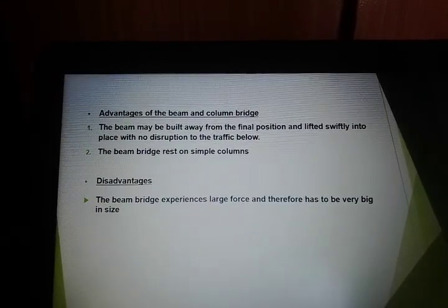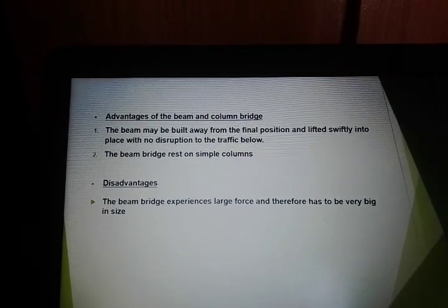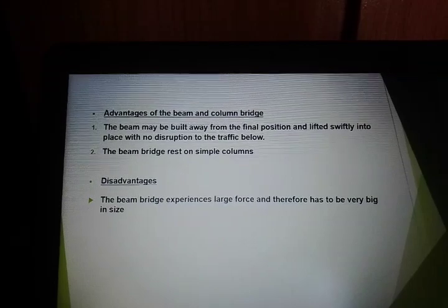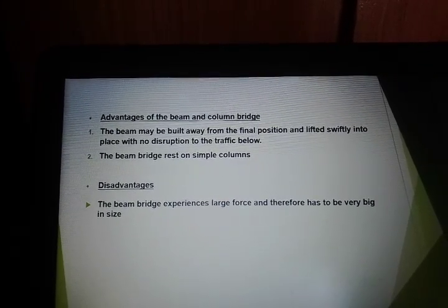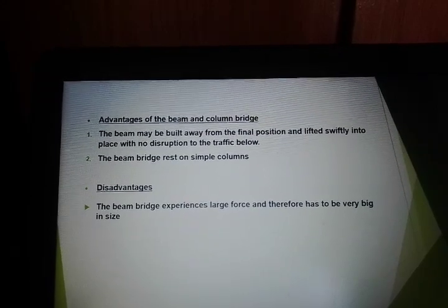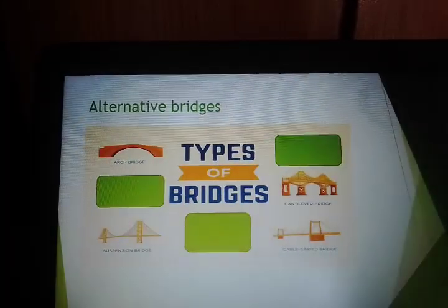Okay, let's look at the advantages and disadvantages of this bridge. The advantage is this: the beam bridge rests on simple columns. That means it uses simple materials to make. So let's look at the disadvantages. This beam experiences large force.